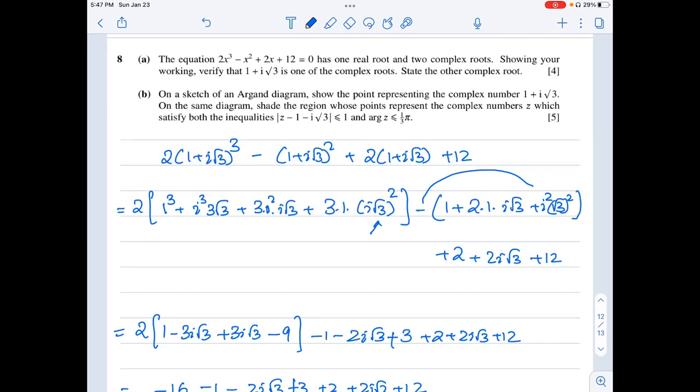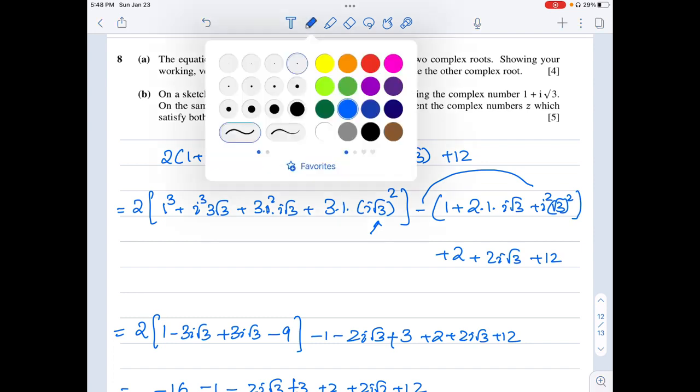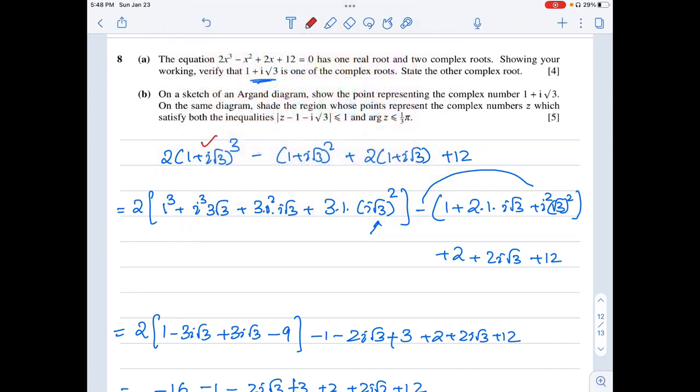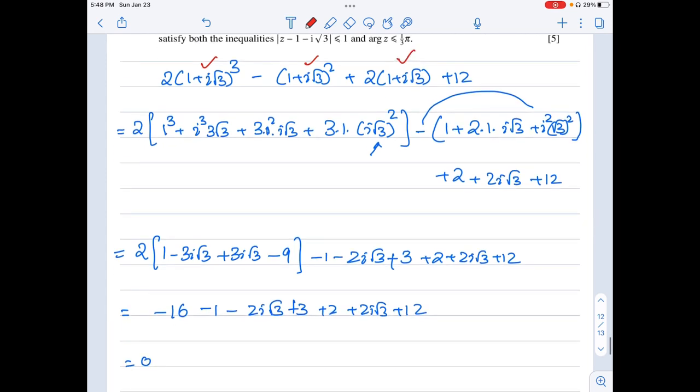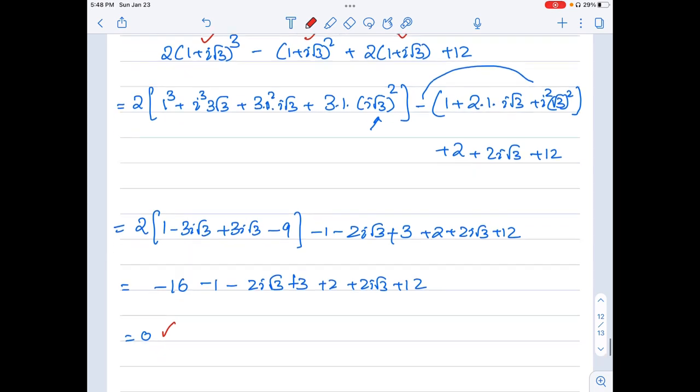Coming to question number 8, I have directly done this with a few calculations to save time. It says that the equation 2x cubed minus x squared plus 2x plus 12 is equal to 0 has one real root and two complex roots. Show your working, verify that 1 plus I root 3 is one of the complex roots. So for verifying 1 plus I root 3 as one of the complex roots, just plug in 1 plus I root 3 wherever x is there and do the simplification and you should be able to get 0. Once you get 0, it is going to be the root. That is the easiest way.